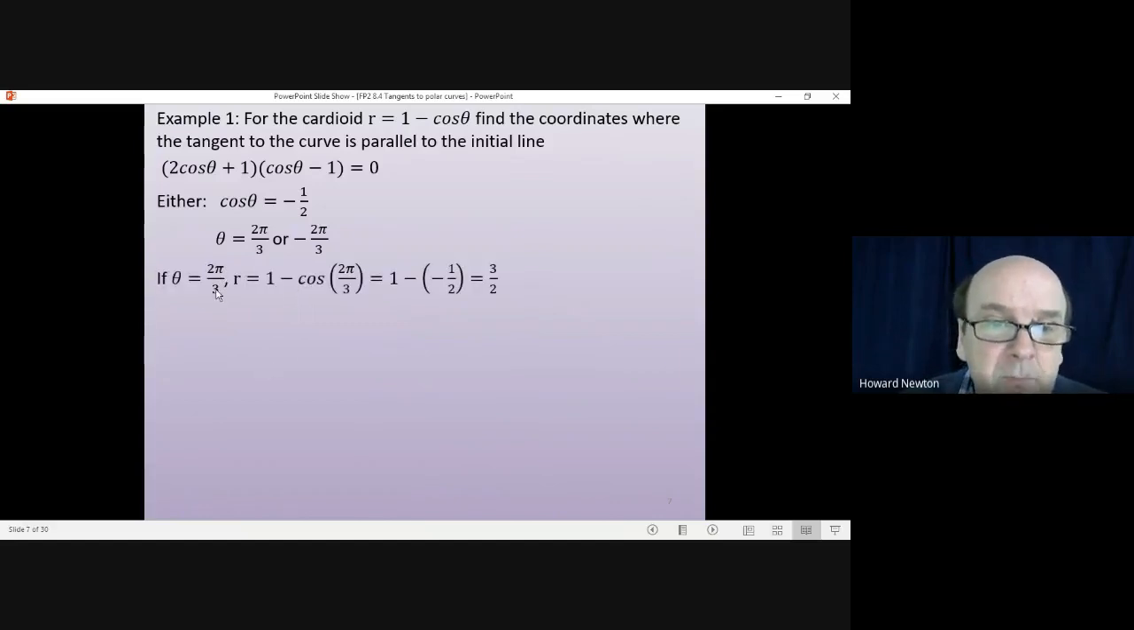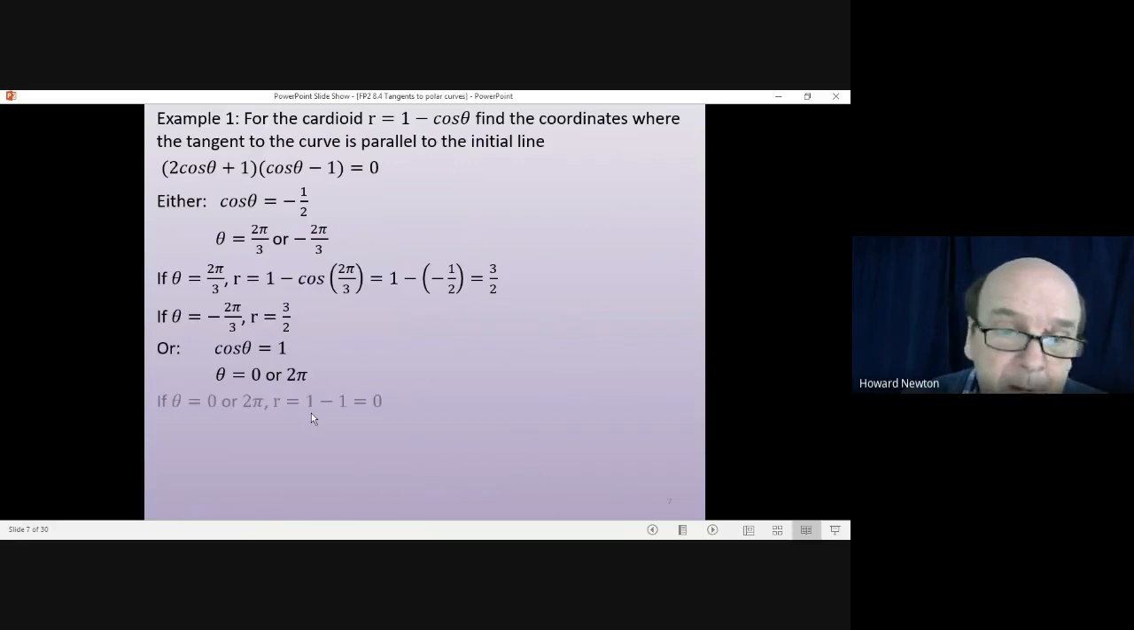If theta equals 2 pi by 3, just substituting into the equation for r will give us r equals 3 over 2. And similarly, if theta equals minus 2 pi by 3, again we get r equals 3 over 2. Now we need to consider the second bracket equals 0. So if cos theta minus 1 is 0, that means cos theta equals 1. That will give us theta equals 0 or 2 pi, and in both cases we get r equals 1 minus 1, which is 0.